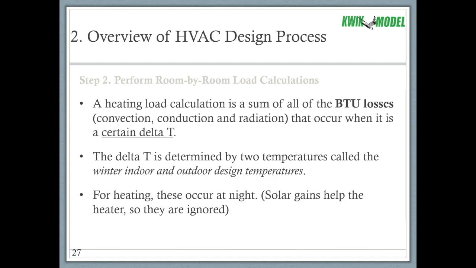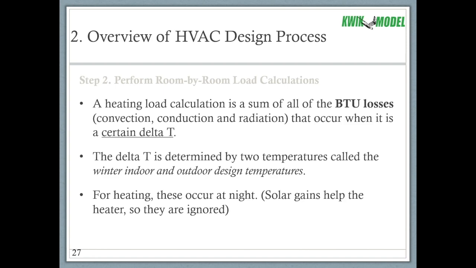A good example of radiant heat energy is sunlight. So the radiant heat gains on a house are very important. That's the sun shining through the windows. These all occur when it's a certain delta T. So there's an indoor temperature and an outdoor temperature that drives BTU transfer through a surface. Radiation, it's important to point out, is not affected by the delta T. Radiation will happen at approximately the same rate regardless of the outdoor temperature.